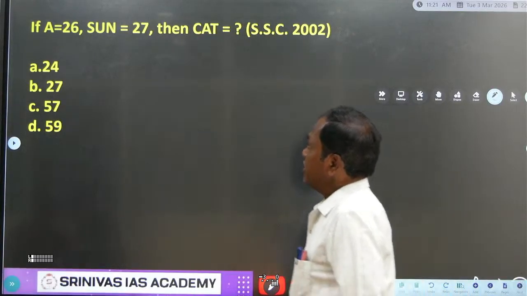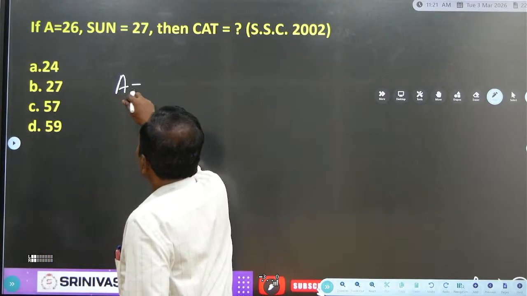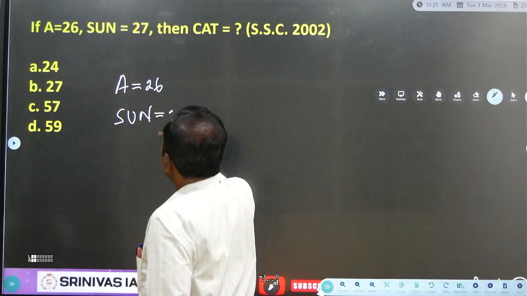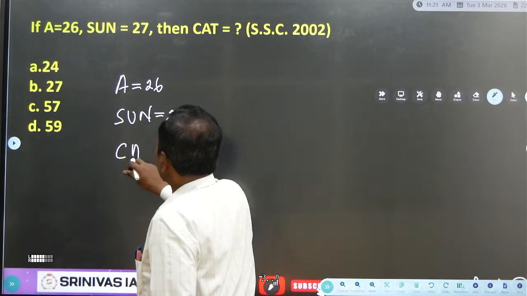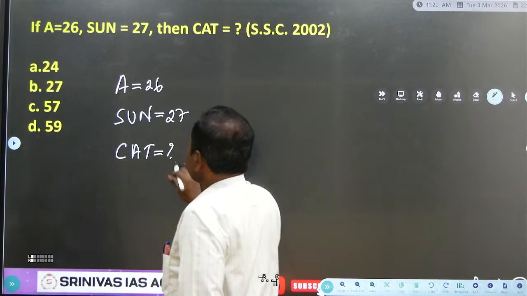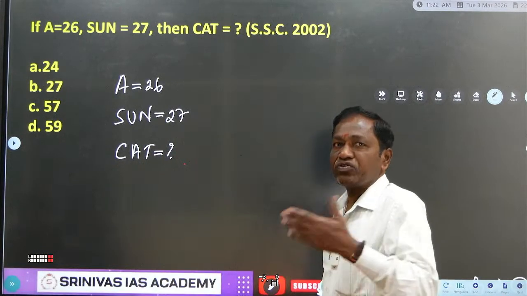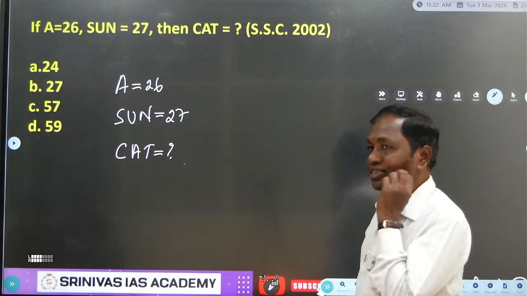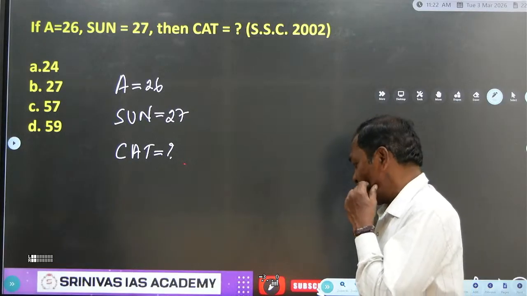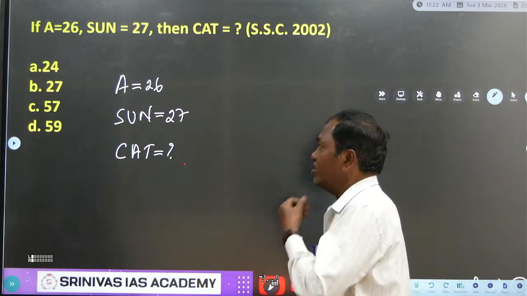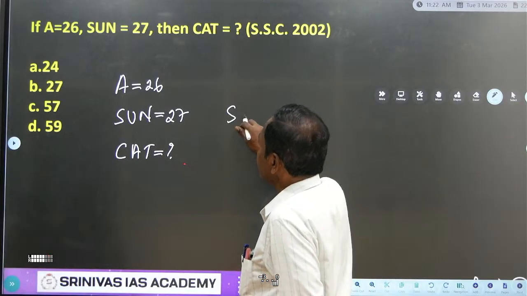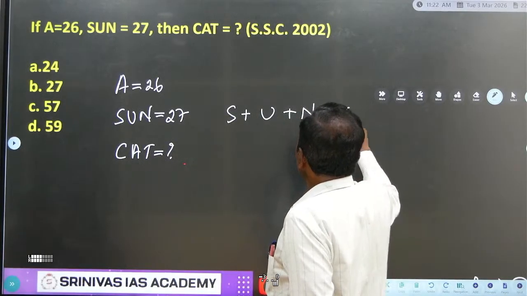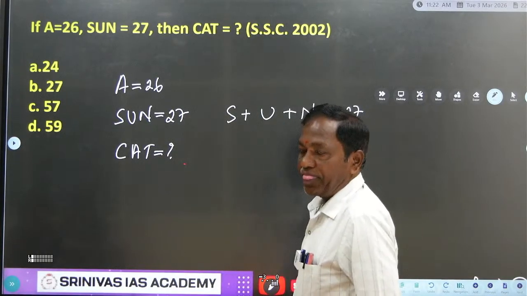Next, cat equals what? A is 26, sun is 27. A is 26 means reverse order, that is, the positions are in backward order. Now sun equals 27. What is the reverse order for sun? S plus U plus N is 27. Let us see the sun.